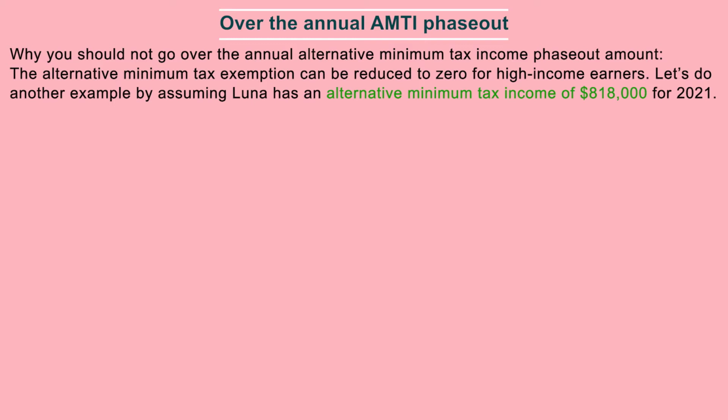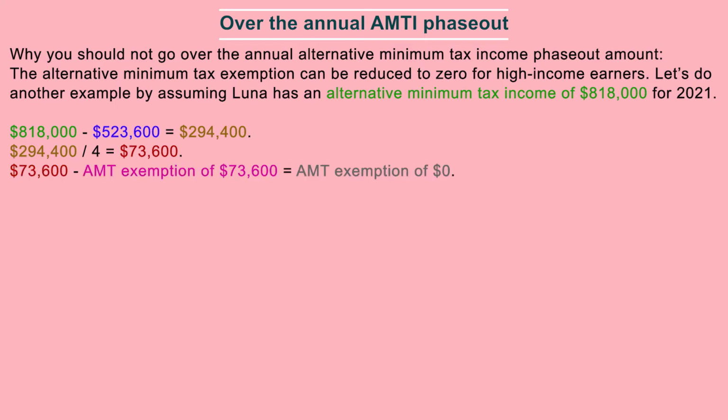Let's do another example by assuming Luna has an alternative minimum tax income of $818,000 for 2021. $818,000 minus $523,600 equals $294,400. $294,400 divided by 4 equals $73,600. $73,600 minus AMT exemption of $73,600 equals AMT exemption of 0.